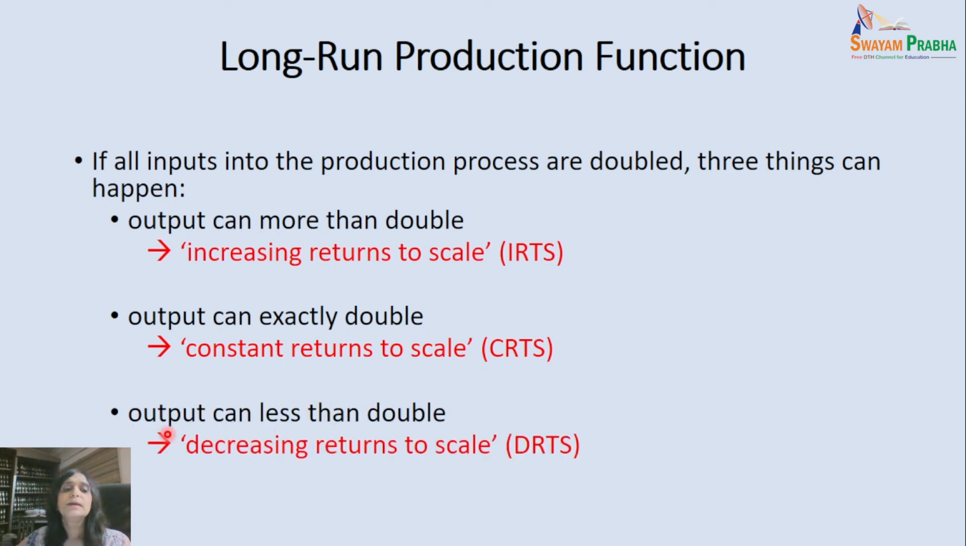Third situation, output can be less than double. That is, output will increase, but it will be less than double. You had two labor and two machines now instead of one labor and one machine, but your output from 10 went up to, let us say, 18. So it of course went up, but less than double. A double would have been 20. Now it has increased by 8 units. That is, it has increased but less than double. That is called decreasing returns to scale. So three types of returns to scale can take place: increasing, constant, and decreasing.